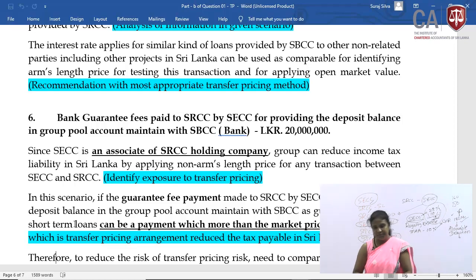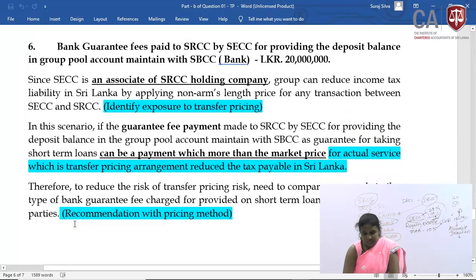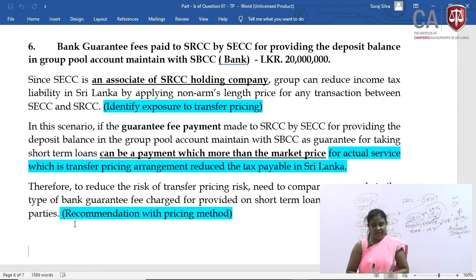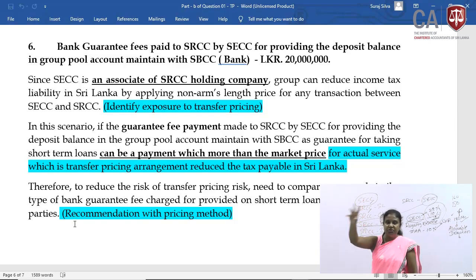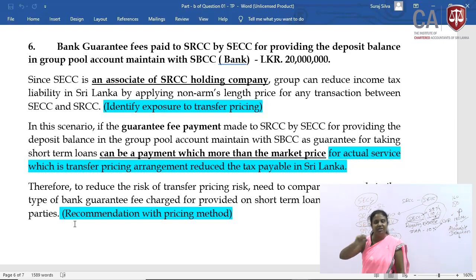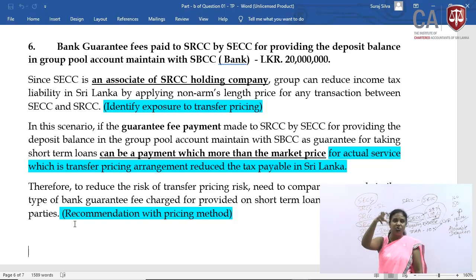Then the last part of that question, part 6: bank guarantee fees paid to SRCC by SECC for providing the deposit balance of LKR 20 million in the group pool account maintained with SBCC Bank. According to the question, this was a financial guarantee because it was given for short-term loans. Then we will see how we are going to write the answer for this under transfer pricing.